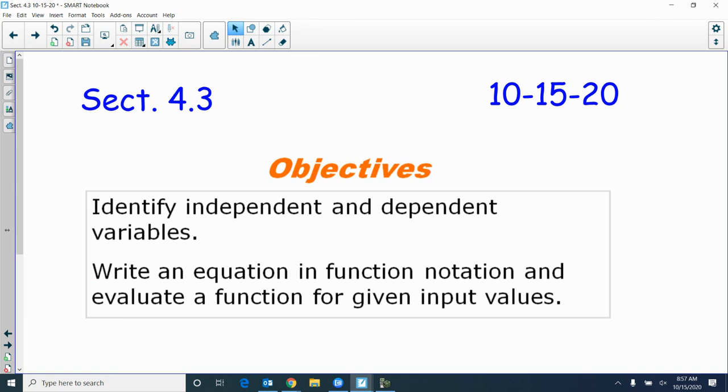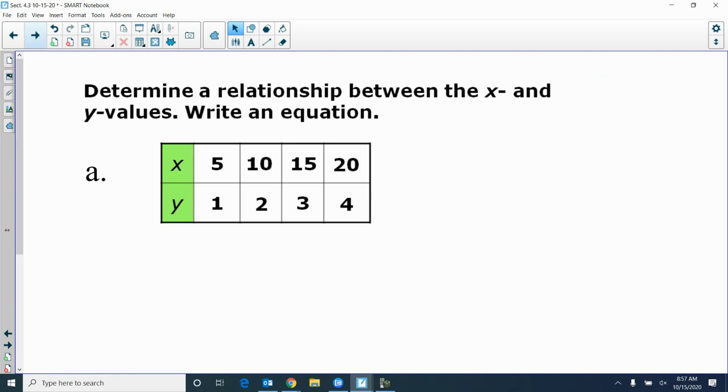All right, now as we move into 4.3, make sure you're keeping these notes handy. Identify independent and dependent variables, and we're going to talk about functions and what's called function notation for this. Determine a relationship between the x and y values. Basically, give me an equation.